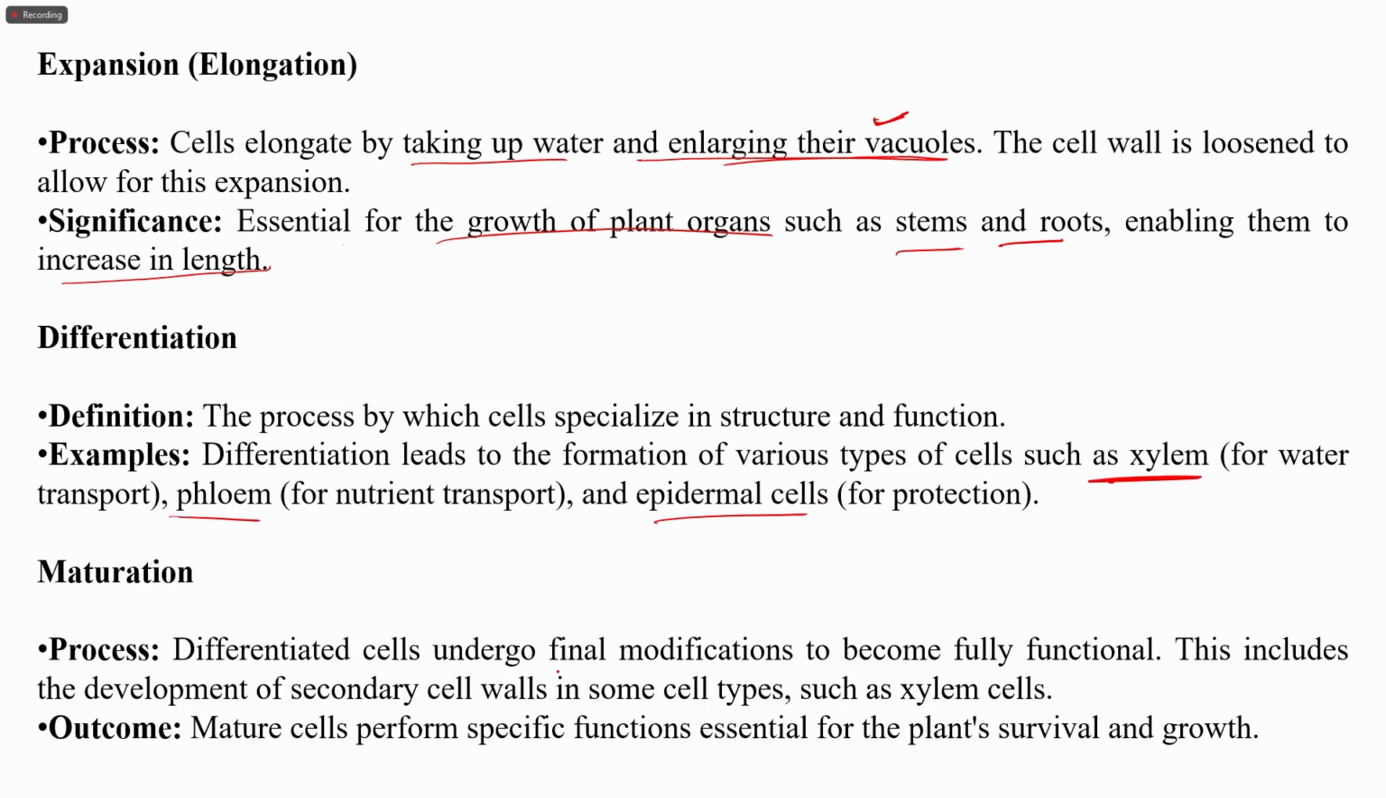Maturation. Differentiated cells undergo final modifications to become fully functional. So this process is known as maturation. This includes the development of secondary cell walls in some cell types such as xylem cells. And the outcome is that the mature cells perform a specific function essential for the plant's survival and growth. So these are the mature cells which are formed as a result of differentiation.